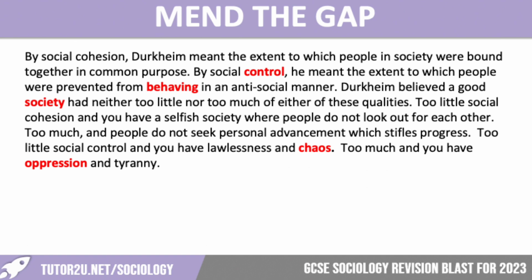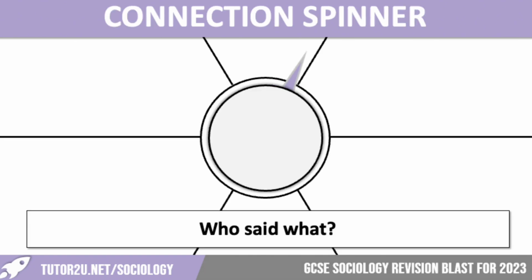Too little social control, and you have lawlessness and chaos. And too much, you have oppression and tyranny. Well done if you got those correct. Right, we're going to do another connection spinner with who said what.